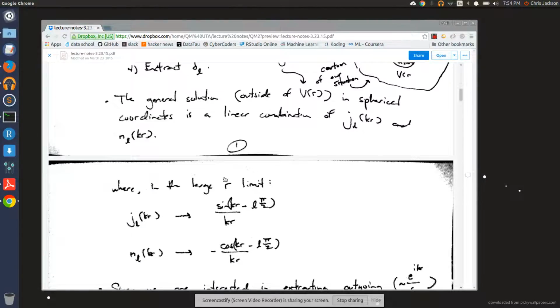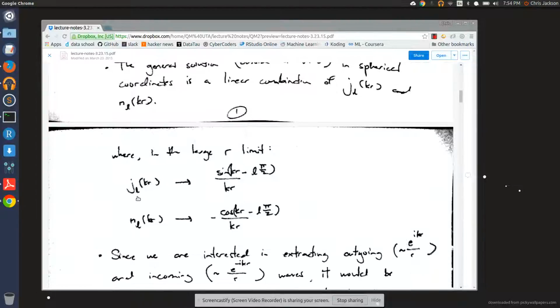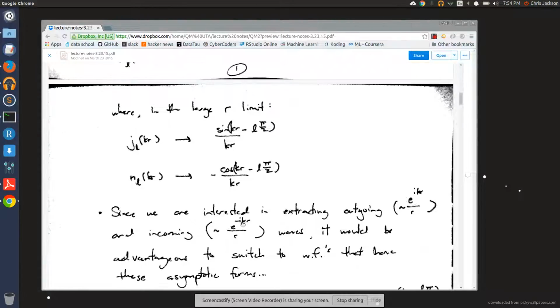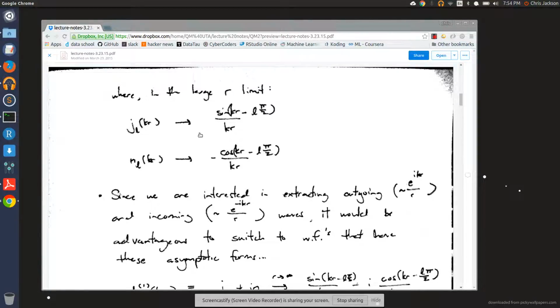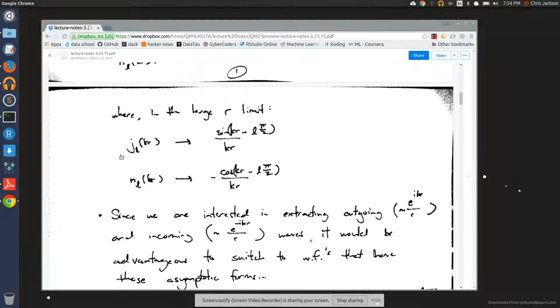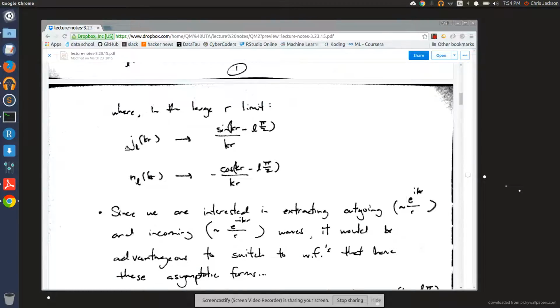And we know that we're interested in the large r limit when we talk about scattering experiments. And we've seen several times now how these asymptote to functions that look like sine kr over kr, or cosine kr over kr, right? And so it turns out that these aren't necessarily the most useful form of the wave function in the outside region.